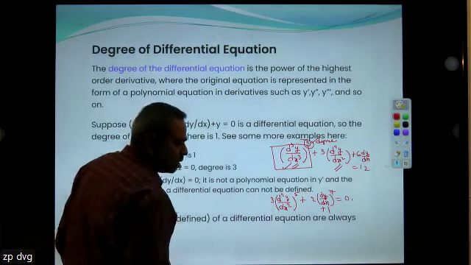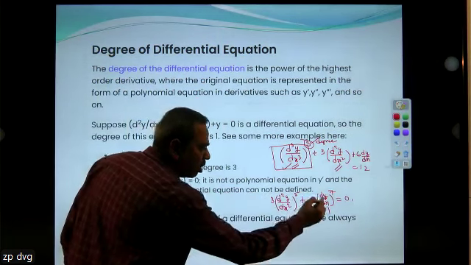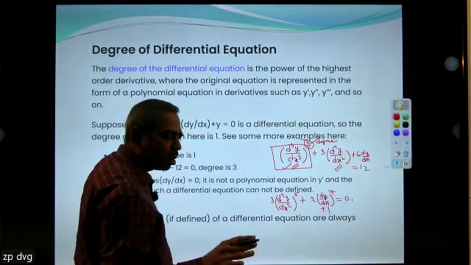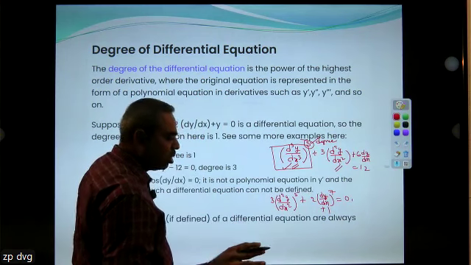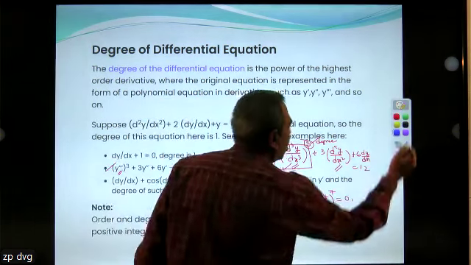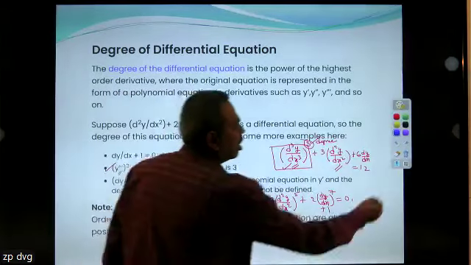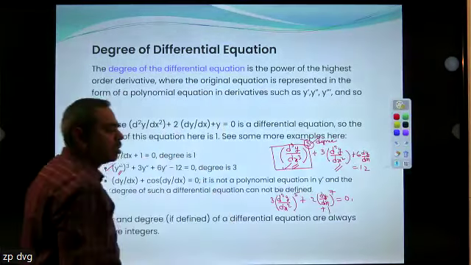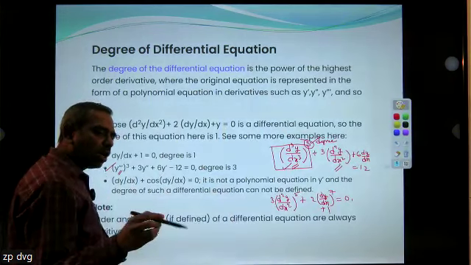Now, in this case, what is order as well as what is degree? So what is order? Tell me. The order is nothing but the order of the highest derivative.